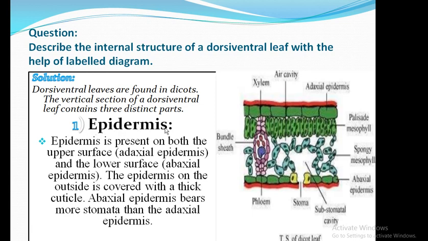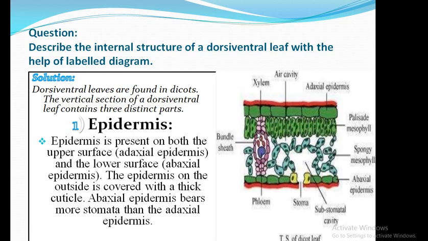One of them is the epidermis. This line from here to here, compactly arranged oval or barrel-shaped parenchymatous cells without intercellular space and in a single layer, is known as epidermis. If we look at the epidermis, here is the adaxial epidermis, and here is the abaxial epidermis. How do we know these epidermis, or where these are? This is the outermost region.